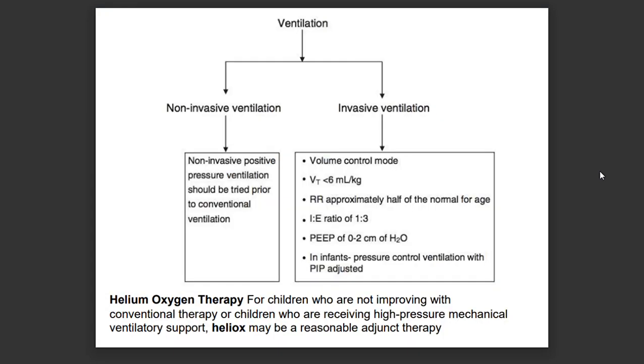Now, ventilation is divided into 2 different groups, non-invasive ventilation and invasive ventilation. Non-invasive positive pressure ventilation should be tried prior to conventional ventilation. And invasive ventilation is volume control mode, with a respiratory rate approximately half of the normal for age, an I:E ratio of 1 to 3, PEEP of 0 to 2 centimeters of H2O. In infants, pressure control ventilation with PIP should be adjusted.